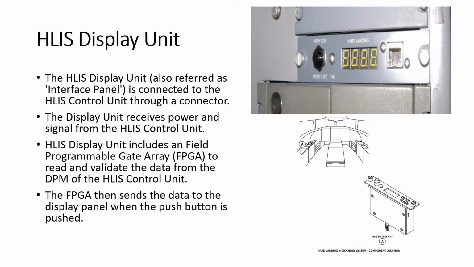The hard landing indication system display unit in the cockpit on the side console is connected to the hard landing system control unit through a connector. And this display unit receives power and signal from the HLIS control unit. The display unit includes a field programmable gate array to read and validate the data from the DPM of the control unit. This gate array then sends the data to the display panel when the push button is pushed.